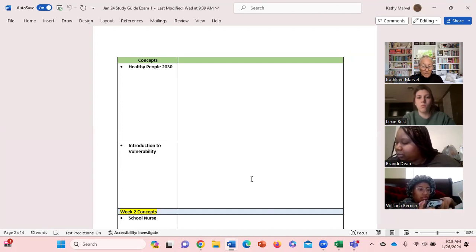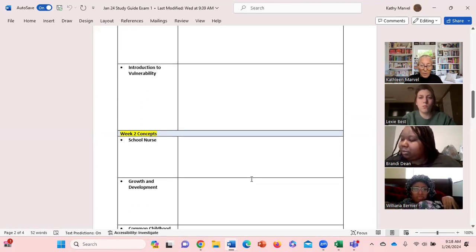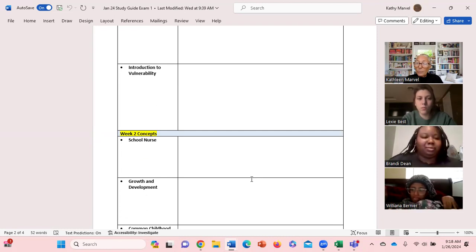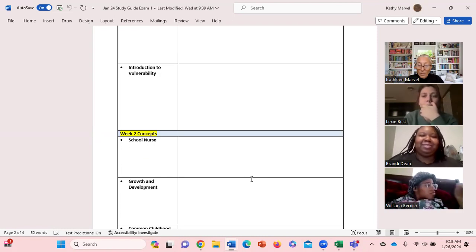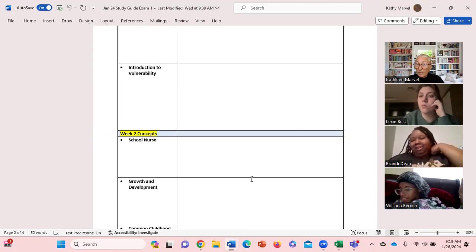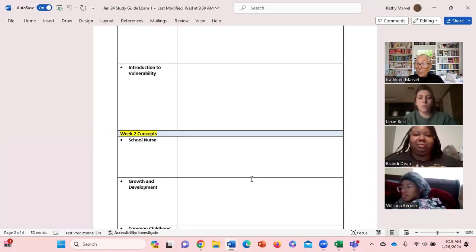Introduction to vulnerability. What do we want to know? What are some causes of vulnerability? Or what are some categories of vulnerability? Who's vulnerable? Who do we identify as being vulnerable populations? Children, elderly, veterans, pregnant teens, people with substance abuse issues, people with mental health issues.